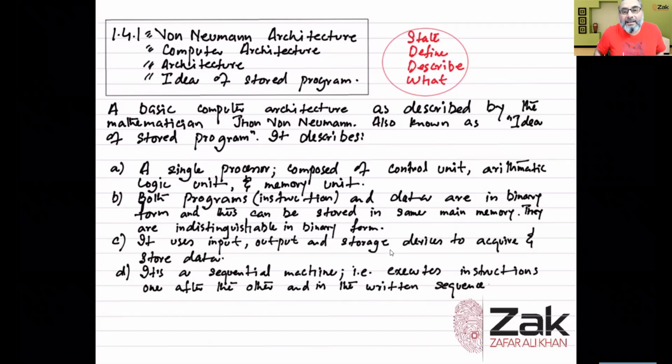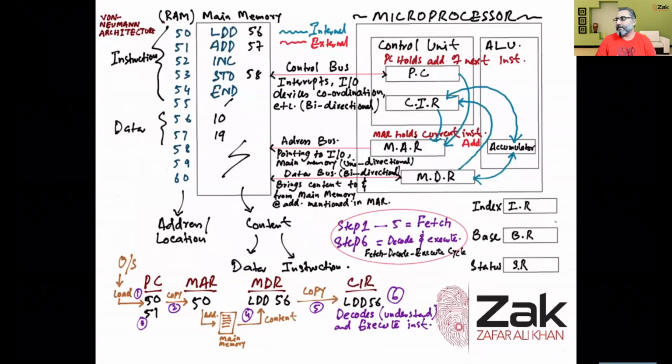Yes, these were not there before him. Both programs, meaning instructions, and the data are in binary form and thus can be stored in the same memory. They are indistinguishable in binary form, but still they can be kept in the memory. How they act upon it, we will discuss, but the short idea is that if you look at this picture, what do you see? If you see this LDD 56 thing, do you see that LDD 56 thing over here?